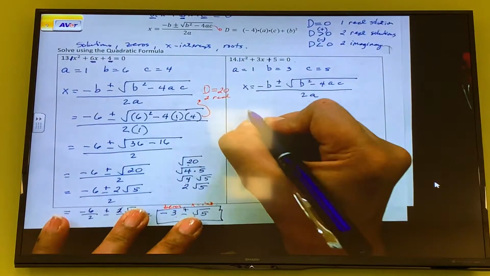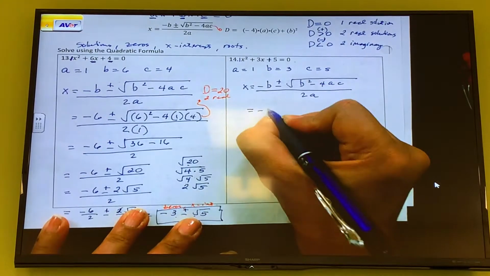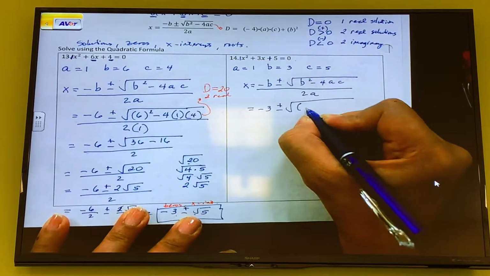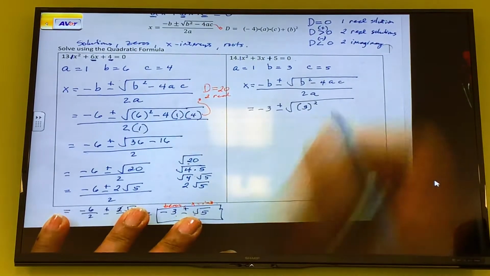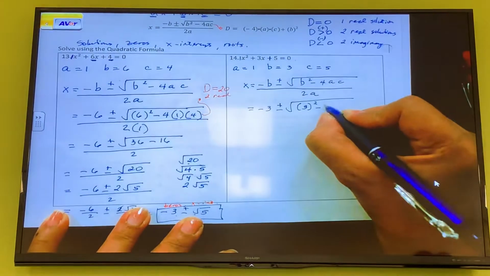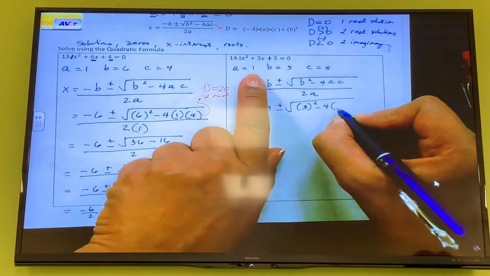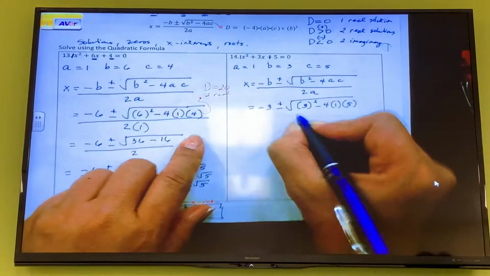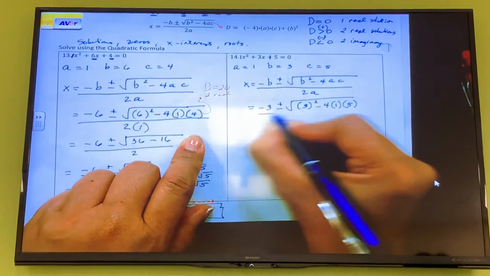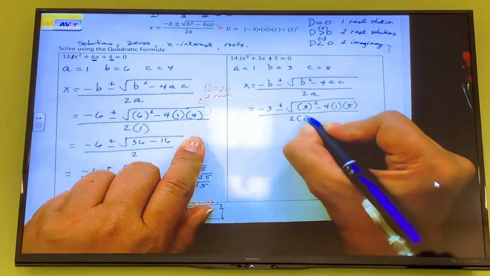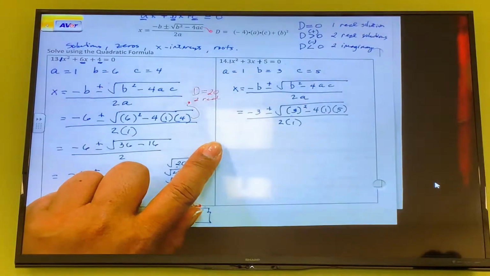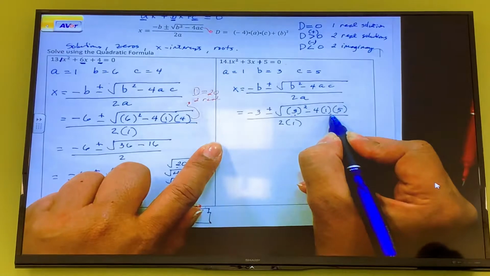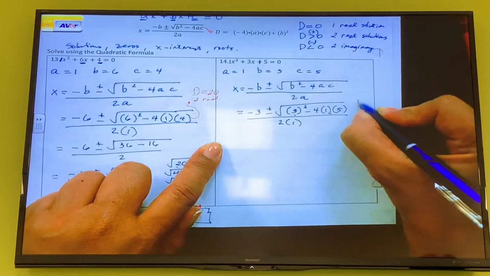So I'm going to plug in my b. My b is 3, so it's going to be -3 plus or minus the square root of, then we plug in the b again, 3 squared, then -4 times, plug in the a, which is 1, times, plug in the c, which is 5. This will give us the discriminant, but let me write the 2a first. So 2 times 1. Let's work on the discriminant. That's 9 minus 20. So what's 9 minus 20?